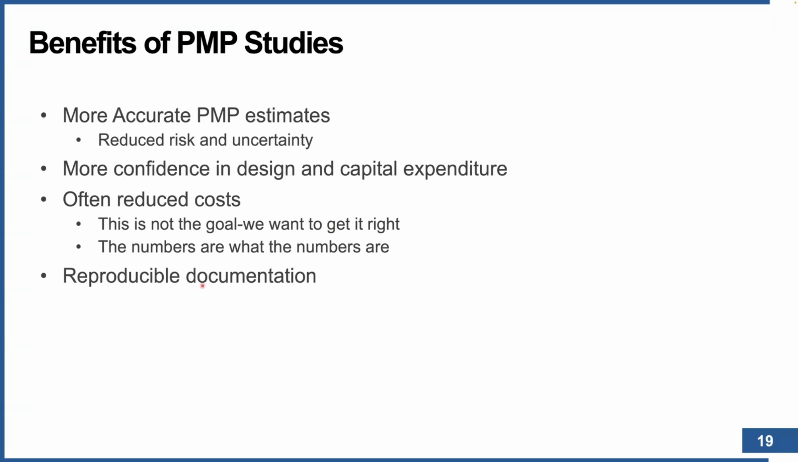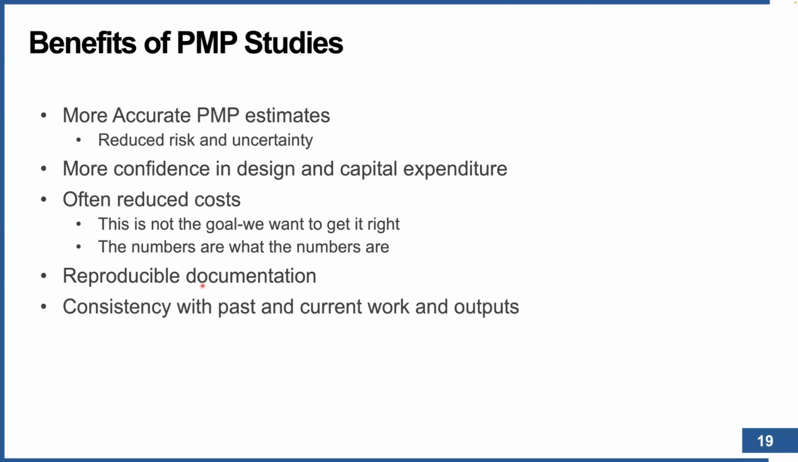Making sure that we document things and appropriately quantify all the decisions and the subjective processes and the uncertainty is really important. And so that can be documented in detail so that a person could come in 5, 10, 20 years from now and understand what was done and why, and improve the process if necessary. Having consistency with past work and current work in the region is very important.